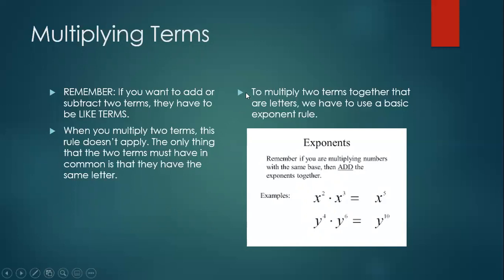All right. So to multiply two terms together that are letters, you have to use a basic exponent rule. I want you to look at this and notice that when we say x to the 2 times x to the 3, we get x to the 5. Notice that 2 plus 3 is equal to 5. When I do y to the 4 times y to the 6, I get y to the 10. Notice that 4 plus 6 equals 10, right? If I take $4 and $6, I get $10. So notice that that's what's happening.